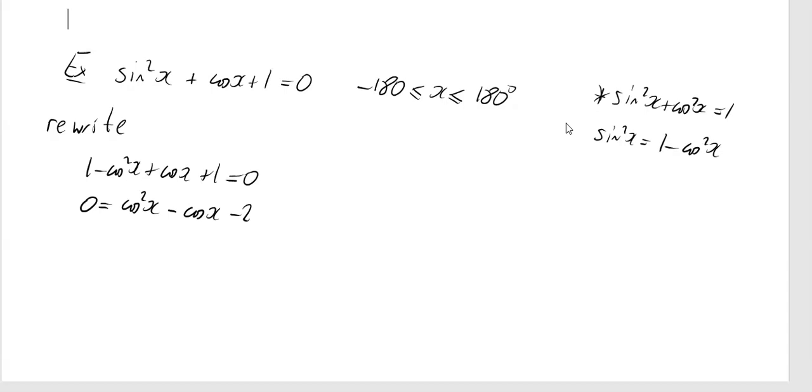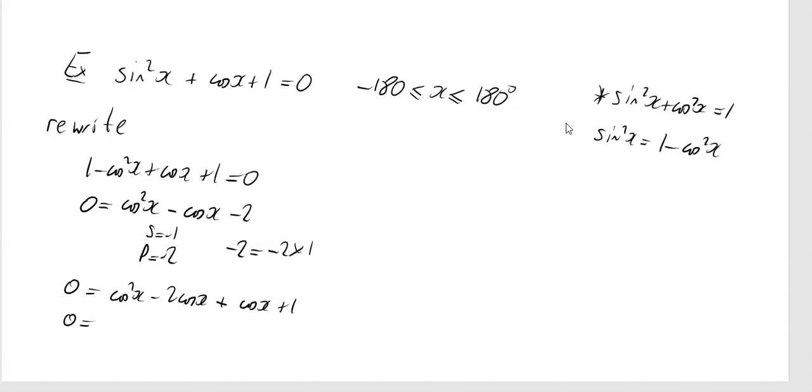So I don't know if this one will solve particularly well, to be honest. We'll have a look and see. I haven't actually worked this one out. Let's have a look and see. My sum is minus 1. My product is minus 2. Oh, it is going to work out all right, actually. So minus 2 is equal to minus 2 times 1. So we know how to rewrite our thing. It's going to be cos squared x minus 2 cos x plus cos x plus 1. Then factorize the first two terms completely. Cos x can pull outside, leaving you cos x minus 2.